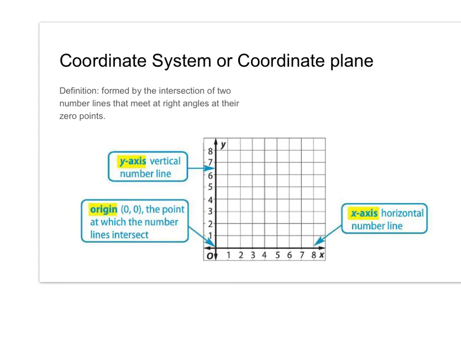The definition is: formed by the intersection of two number lines that meet at right angles at their 0 points. If you look at our picture, we have your y-axis, which is the vertical number line, meaning up and down, and we have your x-axis, which is your horizontal number line and moves side to side. Where they intersect is called the origin, the point at which the lines intersect. That's the definition, and that's always going to be (0, 0).